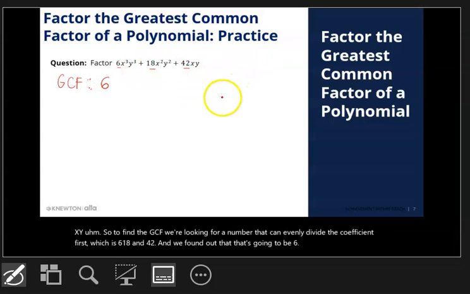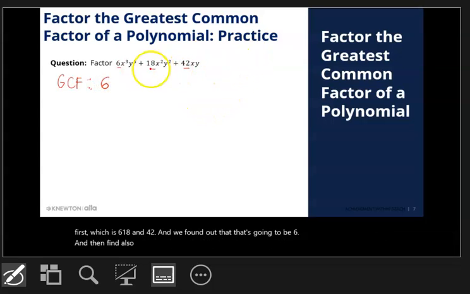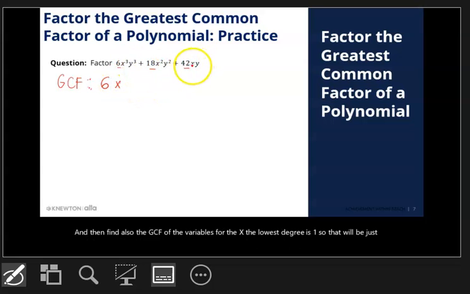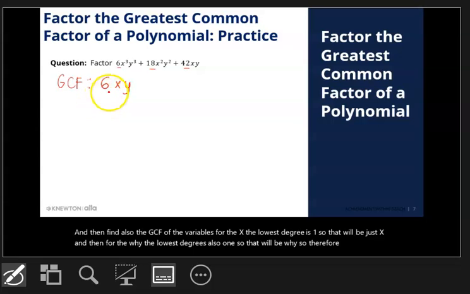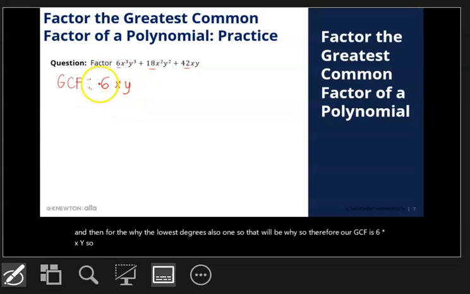And then find also the GCF of the variables. For the x, the lowest degree is 1, so that will be just x. And then for the y, the lowest degree is also 1, so that will be y. So therefore our GCF is 6 times xy. So this whole expression right here will evenly divide the polynomial that is given to us.